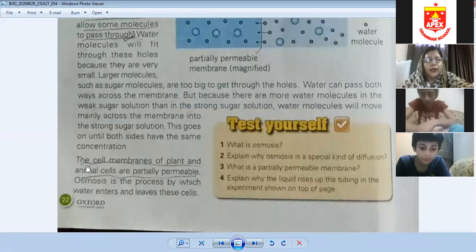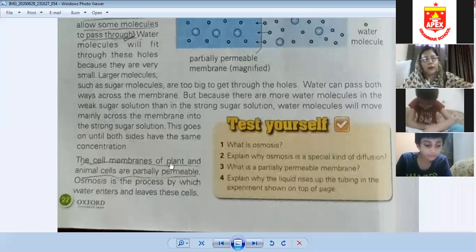First, we will read the topic. The cell membrane of plant and animal cells is partially permeable. We also know the structure of plant cells and animal cells; they both have different structures. Plant cells have a fixed shape. Animal cells do not have a definite shape. Plant cells have a cell wall in the outer part, and animal cells have a cell membrane.